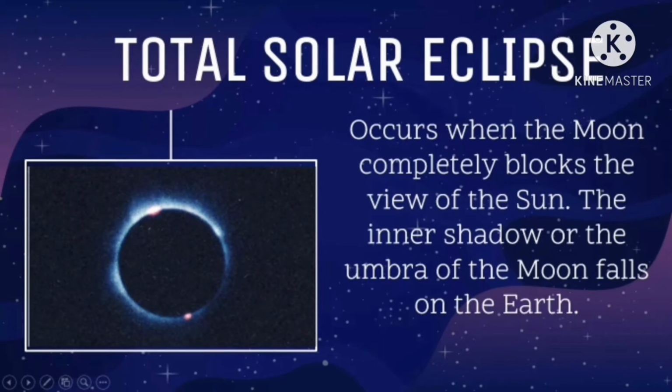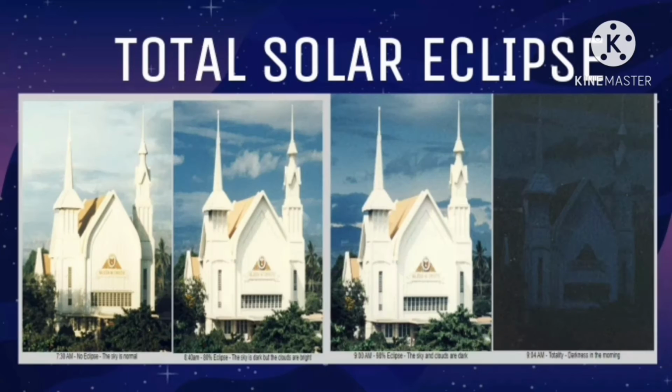And lastly, the total solar eclipse. It occurs when the moon completely blocks the view of the sun. The inner shadow or the umbra of the moon falls on the earth. In our example, in 1988 in Davao, where the sun is covered completely by the moon. The portion of the earth that is in the umbra experiences a total eclipse.